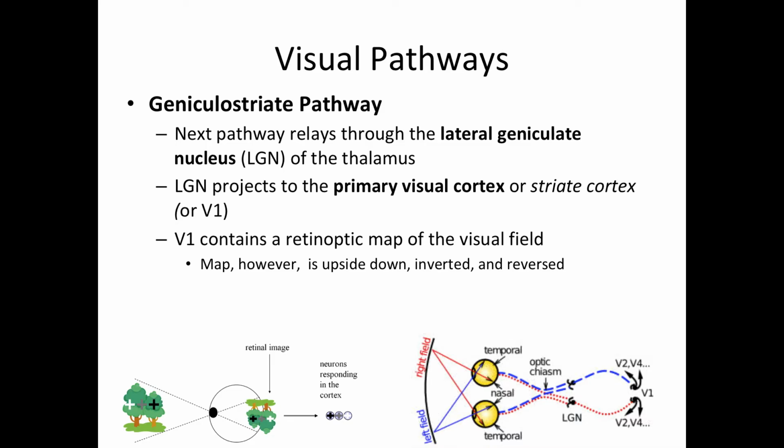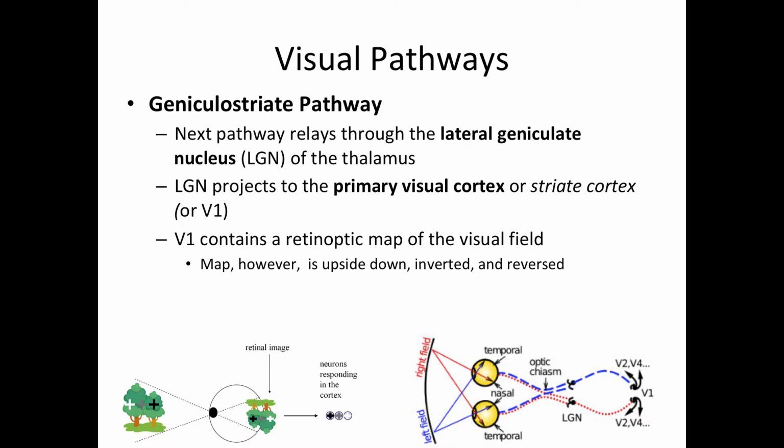So let's start off with the geniculostriate pathway. It's a difficult word. So the geniculostriate pathway is the major visual pathway, and it runs from the retina to the lateral geniculate nucleus, or I like to call it LGN because it's easier. And that nucleus is located in the thalamus, so it's a small part of the thalamus.